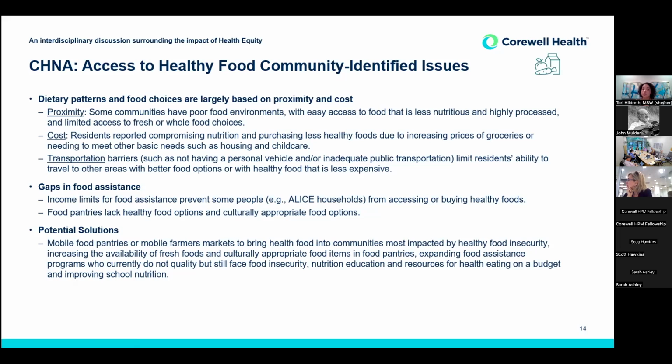Some potential solutions are mobile food pantries or mobile farmers markets. I know that Feeding America has started to initiate that in our community as well as in the rural areas north. Increasing the availability of fresh fruits and culturally appropriate food items in food pantries, expanding food assistance programs to those who don't currently qualify but are still facing this insecurity, and nutrition education, as well as getting into our school system to start our children in knowing how to eat healthy and how to maintain that on a budget as well.